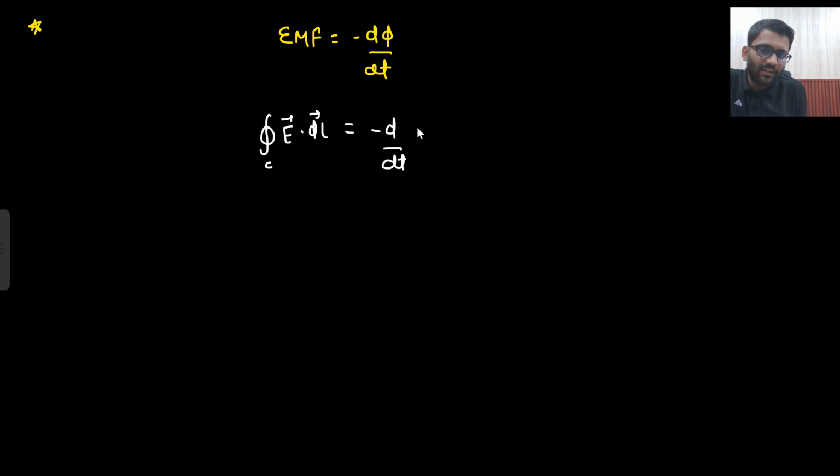I do not want to show you the complete derivation, because in the examination you only need to know the final result and what the final result shows. So that also we will see. But as of now, you just remember that EMF is given as the closed line integration of E dot dl equals minus d/dt of, and what will be your phi? Phi is B dot ds.